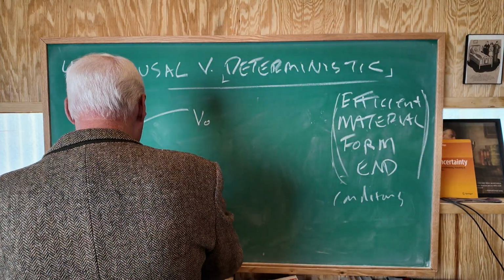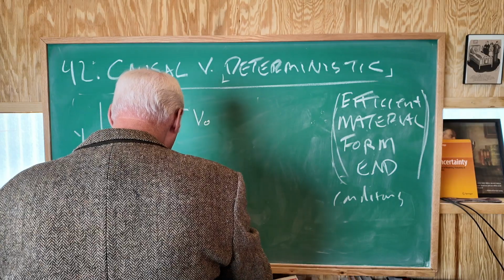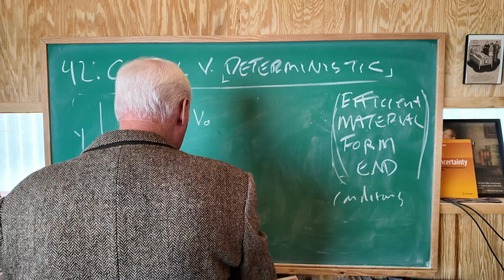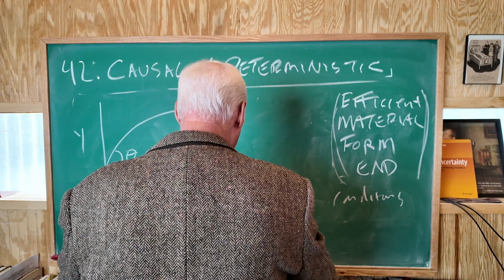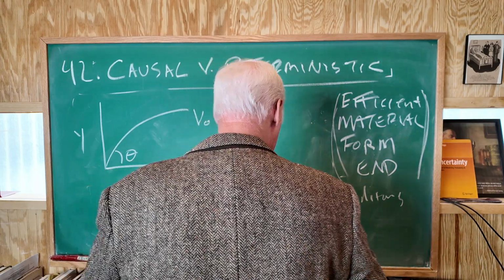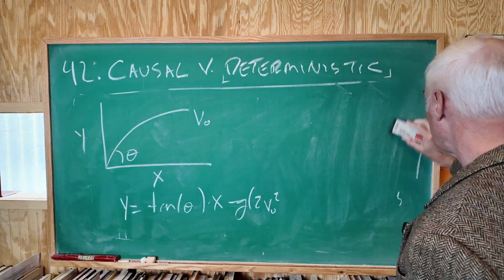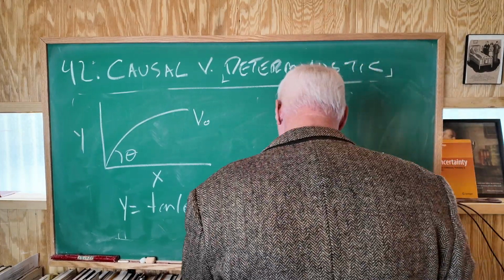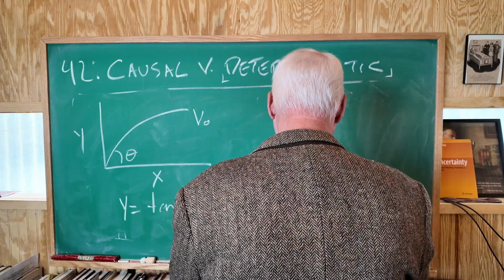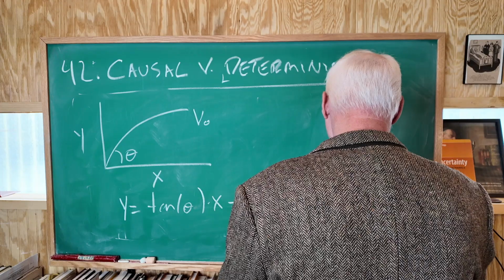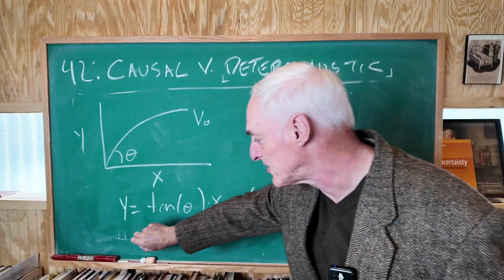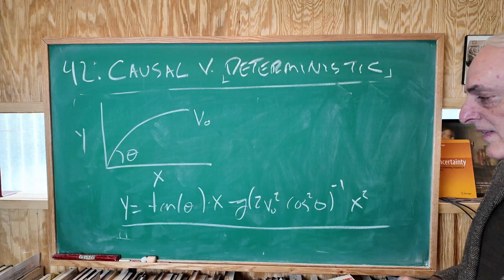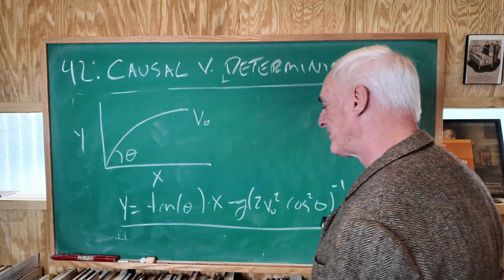All right? So this just happens to be times x minus g times 2 v0 squared cosine squared theta, all to minus 1, times x squared. Okay, that just happens to be the equation that describes this curve.